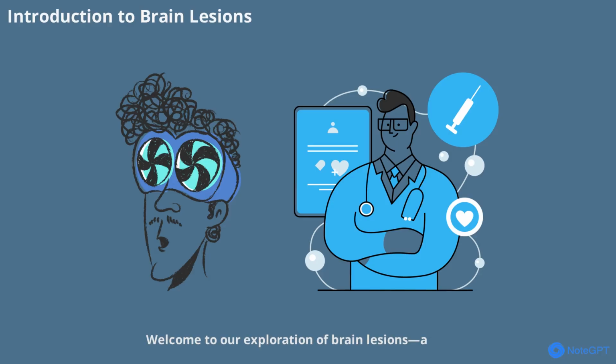Welcome to our exploration of brain lesions, a fascinating and crucial topic in clinical neuroscience. Brain lesions refer to areas of damaged, abnormal, or non-functioning brain tissue. These disruptions can have profound effects on how we think, feel, and behave. Whether the damage is confined to a specific spot or spread across multiple regions, lesions offer a unique window into the workings of the human brain. In this video, we'll uncover what brain lesions are, why they matter, how they're caused, and what they reveal about the organization of our minds. Let's begin by understanding the basics of brain lesions and their significance.